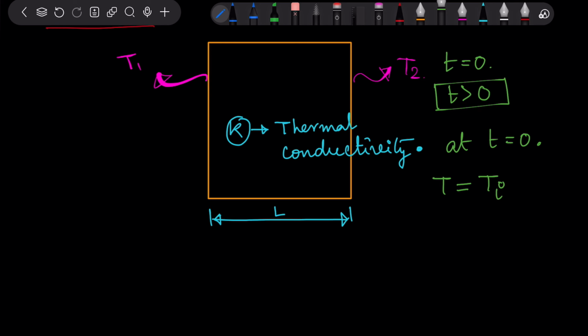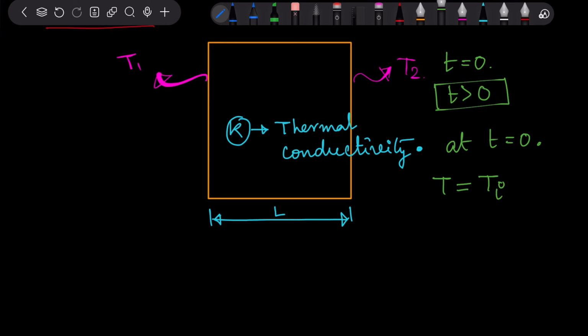But now the boundary condition has been changed. At one side I have T1, at another side I have T2, right? So the boundary condition has been changed, and accordingly the solution will evolve with time. And I think you can feel this also, right?